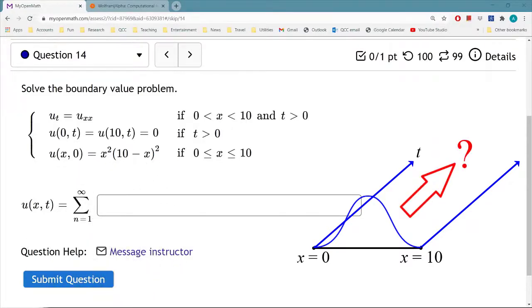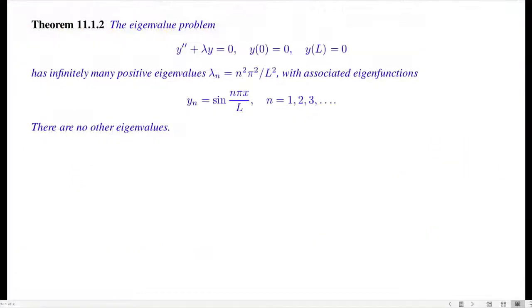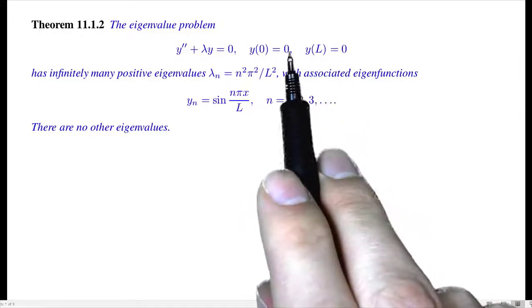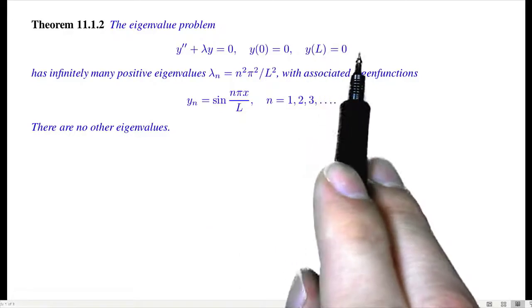And the way we're going to solve this problem is by using Fourier series. Okay, so we know that this all boils down to an eigenvalue problem. And the eigenvalue problem that we need to use needs to be the one that matches the boundary conditions that we have. So we were told that the function was equal to 0 on the boundaries, and so that's why I'm using this eigenvalue problem.